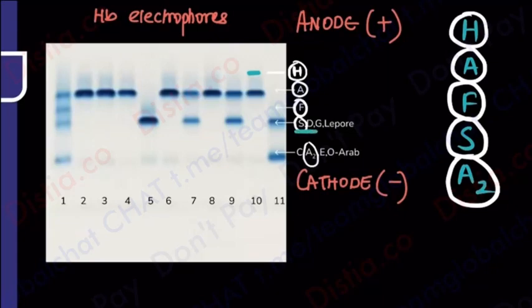Just read S and D. S and D tend to overlap. So if I get a band in this area, either it could be a case of sickle hemoglobin or it could be a case of hemoglobin D. So how do I differentiate whether it is a case of sickle hemoglobin or hemoglobin D?